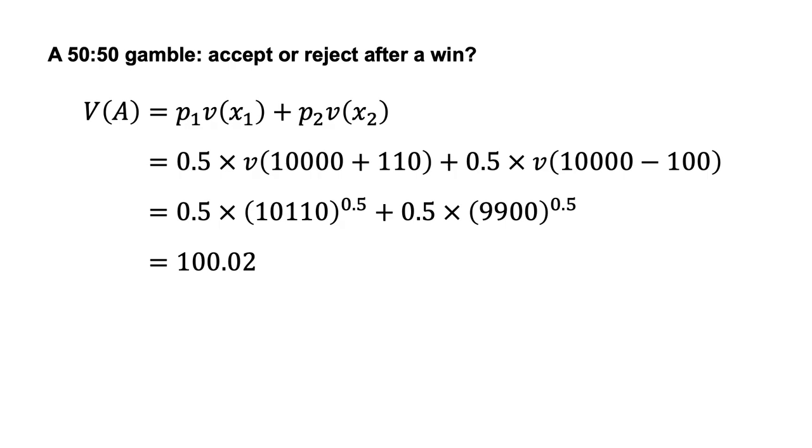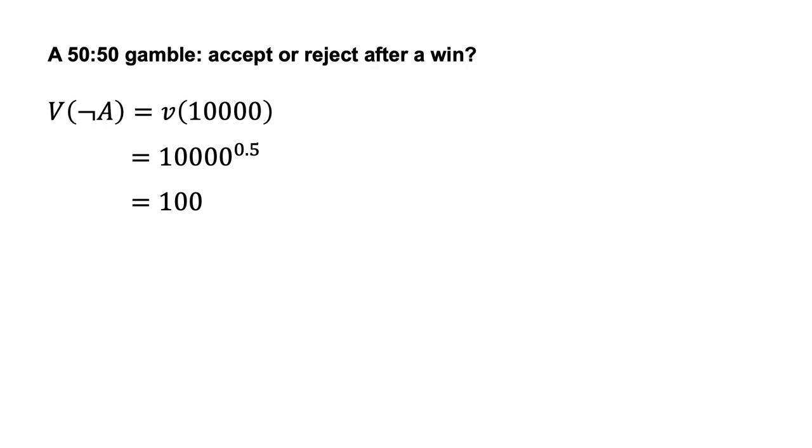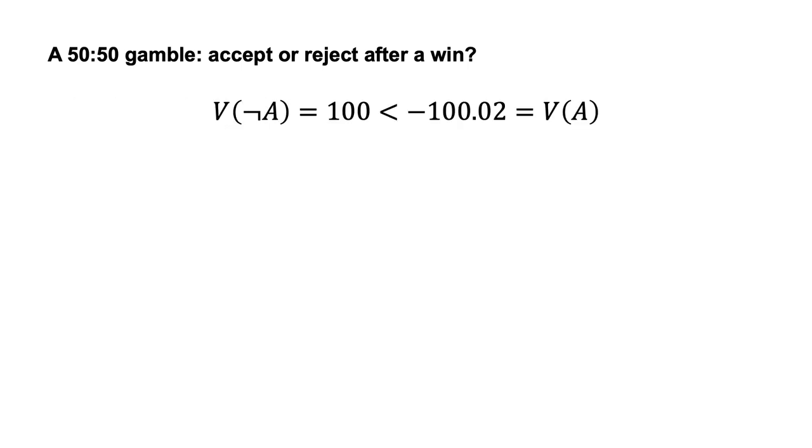With the additional $10,000, the value of the gamble is V of A equals P1 times V of X1 plus P2 times V of X2, which equals 0.5 times V of 10,000 plus 110 plus 0.5 times V of 10,000 minus 100, which equals 0.5 times 10,110 to the power of 1/2 plus 0.5 times 9,900 to the power of 1/2, which equals 100.02. The value of not playing the gamble is V of not A equals V of 10,000, which equals 10,000 to the power of 1/2, which equals 100. The gamble is now attractive.